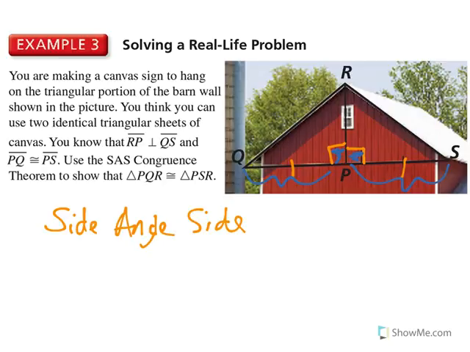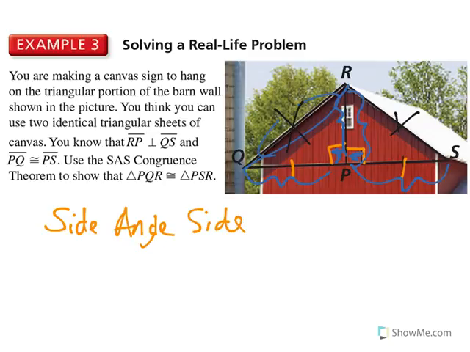So then I would need another side. I would need this side and this side. In order for it to be an included angle, it has to be touching those two sides. I can't use QR because QR doesn't even touch my angle that I know is the same. So that one I can't use. And I can't use RS because once again it doesn't touch my right angle. So I'm looking at RP. RP is the same on both triangles.